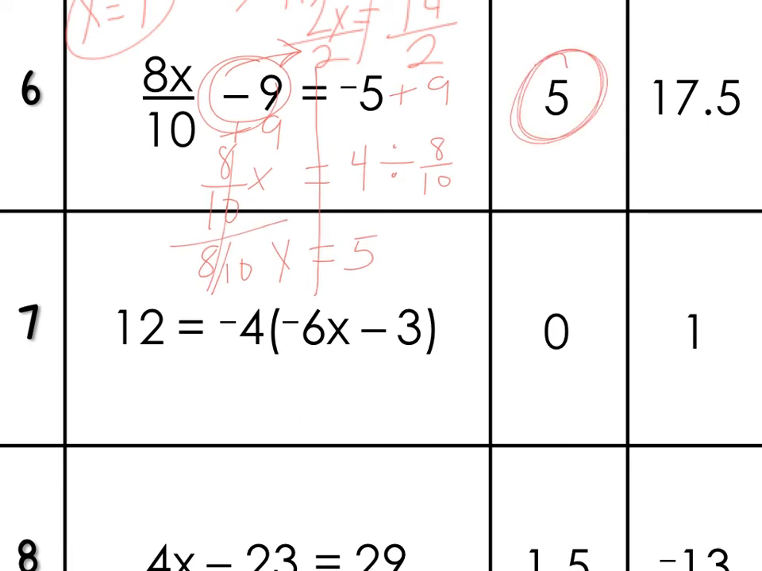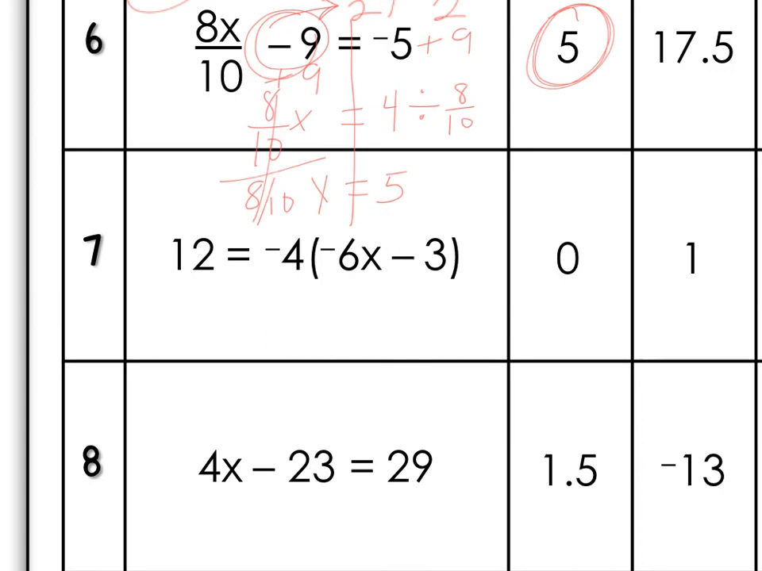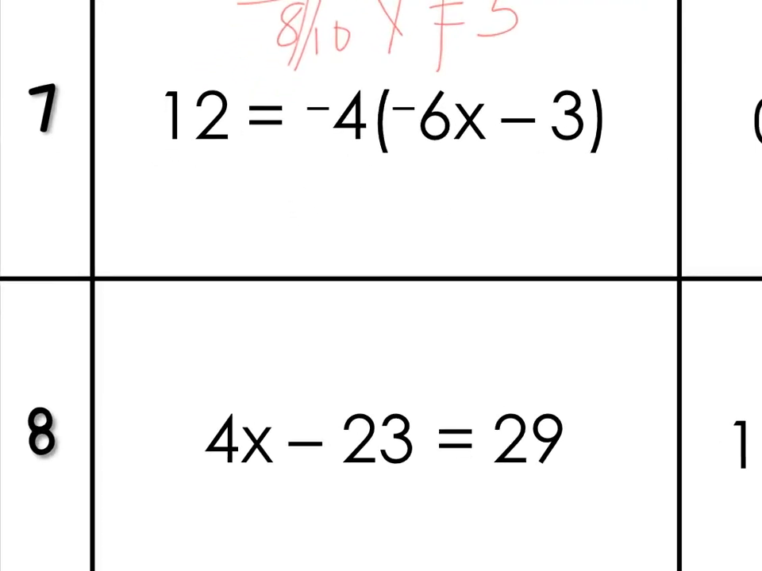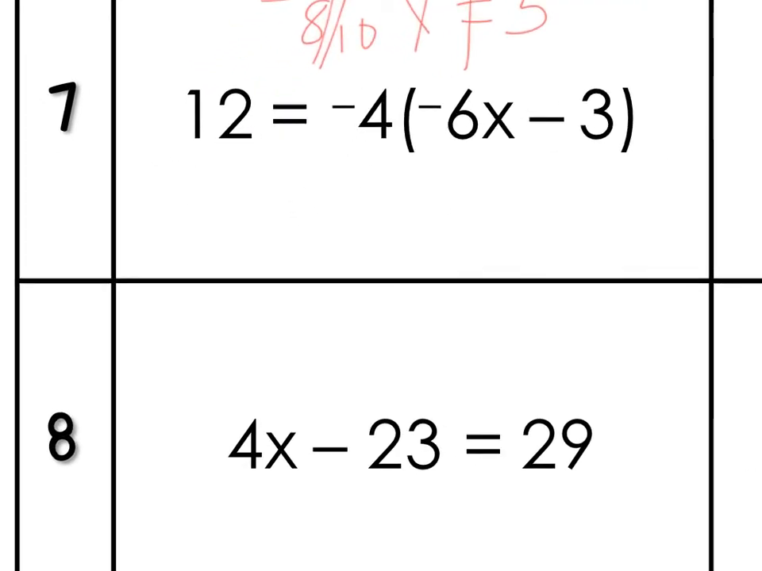A couple more to do here, 7 and 8. All right, again, if you need to, pause this. You can work through these on your own. If you'd like to listen to me ramble on, hey, let's go for it. Distributive property here on number 7. So we're going to distribute this negative 4 into both terms, negative 6x and negative 3. Watch your signs on this one.